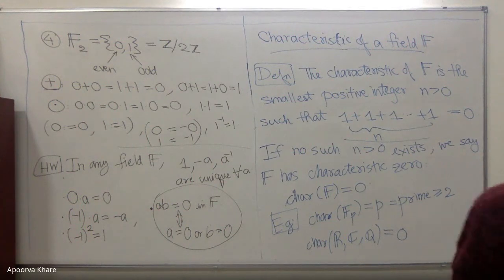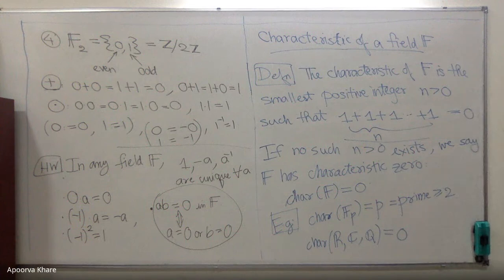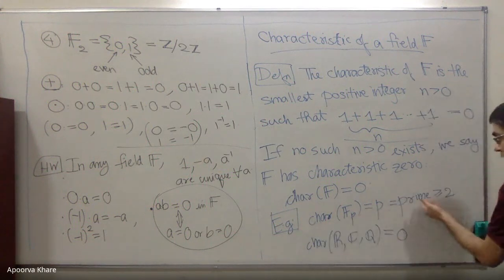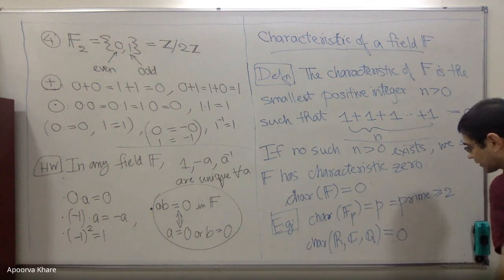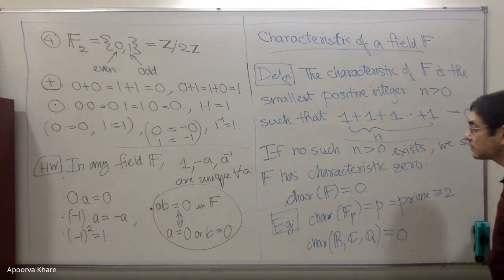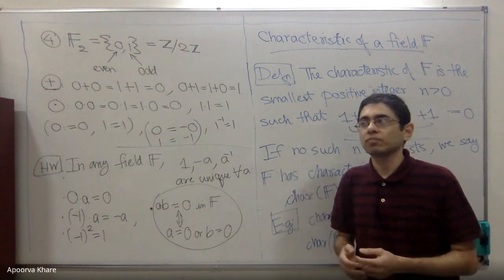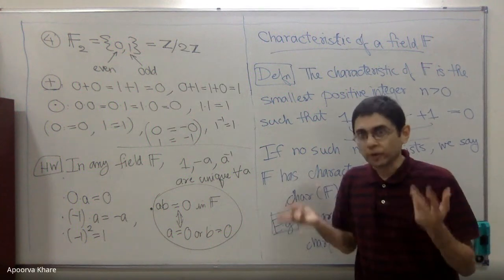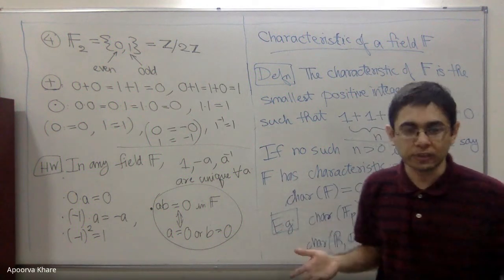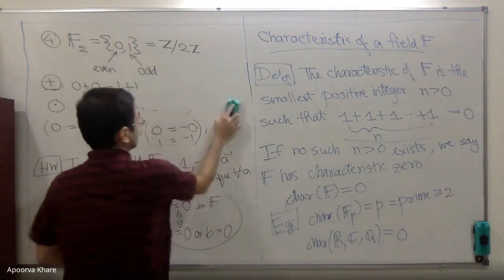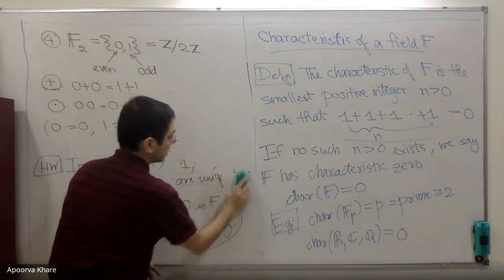Okay, great. So this is the characteristic of the field. As I said, let us first ask: we have all the primes as characteristics, and 0 is a characteristic. Can anything else be a characteristic? Can I have 6 or 21 or 42 to be the characteristic of a field? The answer is no, as our next result proves.